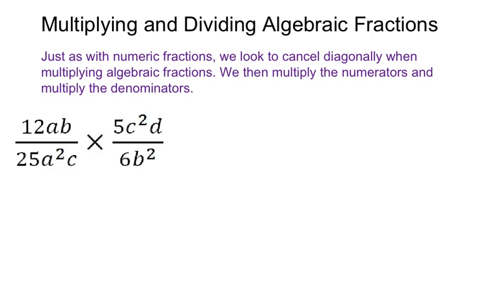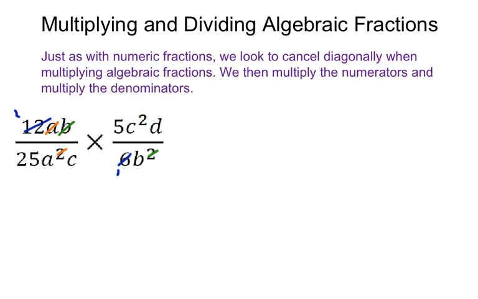Now in this example there are lots of things that cancel. First of all, we're going to cancel the 12 on the top with the 6 on the bottom, which leaves us with 1 and 2 on the top. We're going to work our way across the top here. So next we're going to cancel the a on the top there with one of the a's on the bottom, so we're going to cross out the squared. Now we're going to cancel that b with one of the b's on the bottom of the second one, so we're going to cross out that squared.